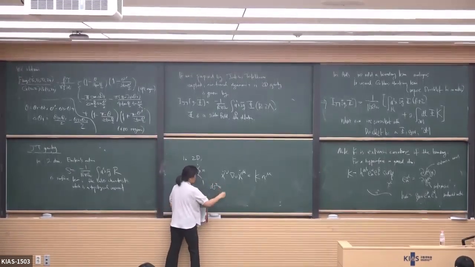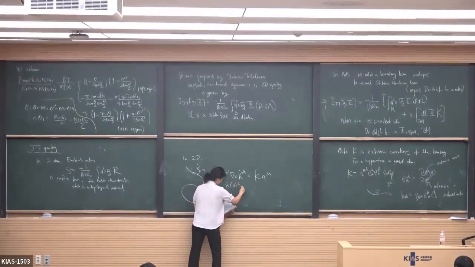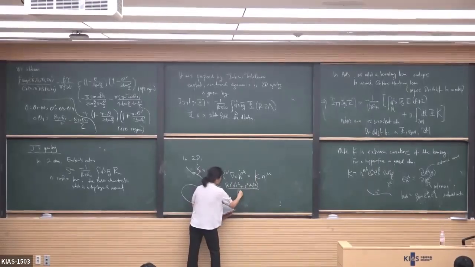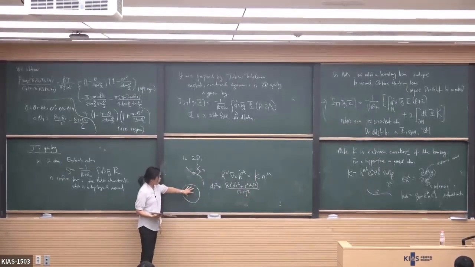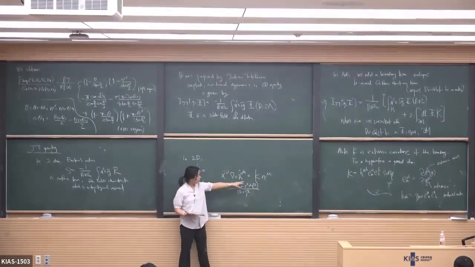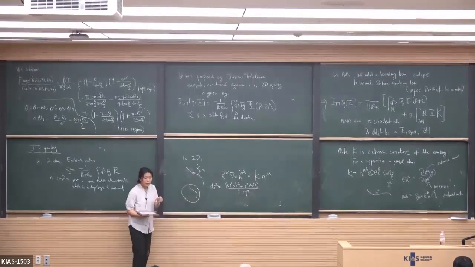We have a fixed metric on this disk, which is given by 4 times dr squared plus r squared d phi squared over 1 minus r squared. So on this fixed geometry, we can compute this extrinsic curvature of some curve. Okay, put a curve.